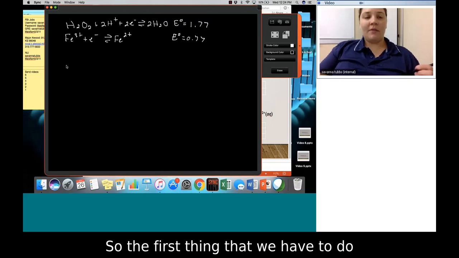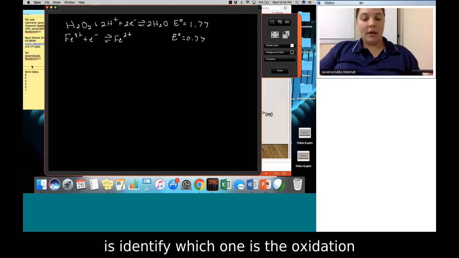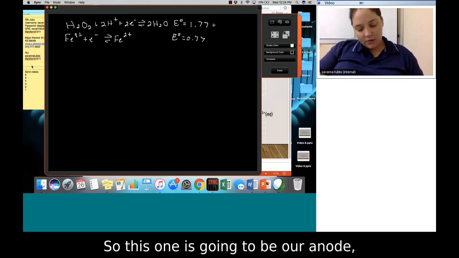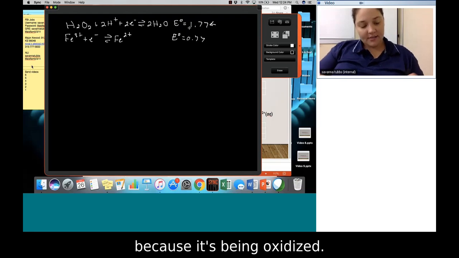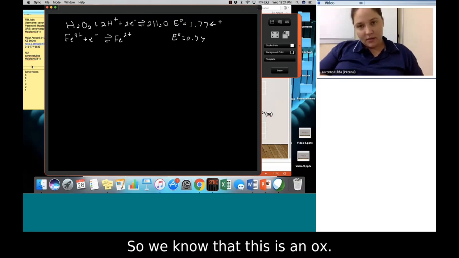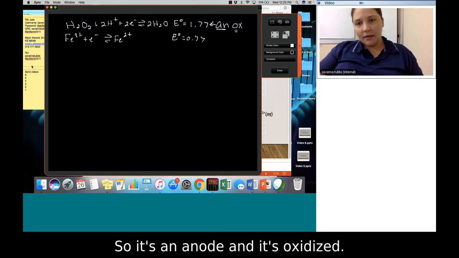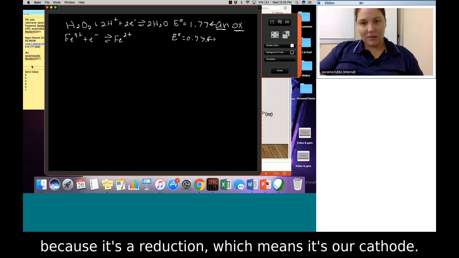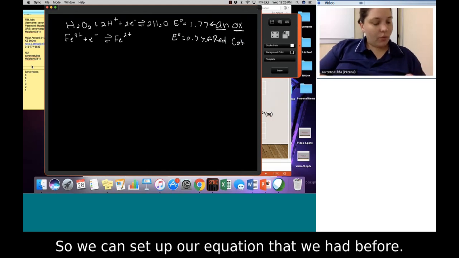So the first thing that we have to do is identify which one is the oxidation and which one is the reduction. So this one is going to be our anode because it's being oxidized. So we know that this is an ox. So it's an anode and it's oxidized. And we know that this one is our red cap because it's a reduction, which means it's our cathode. So we can set up our equation that we had before.